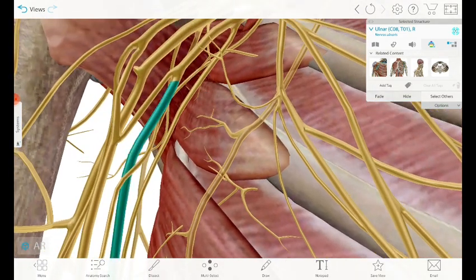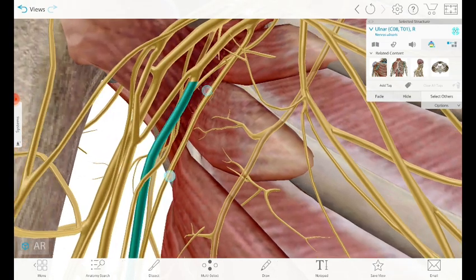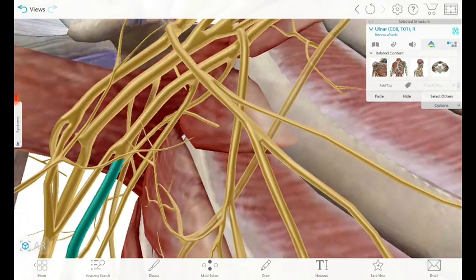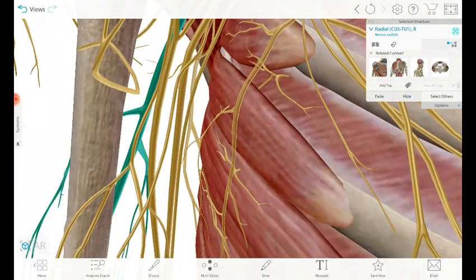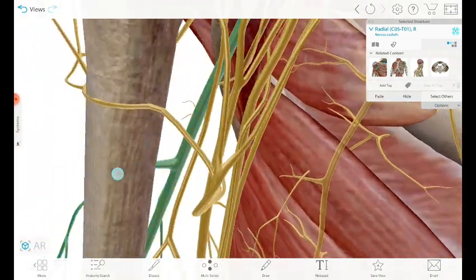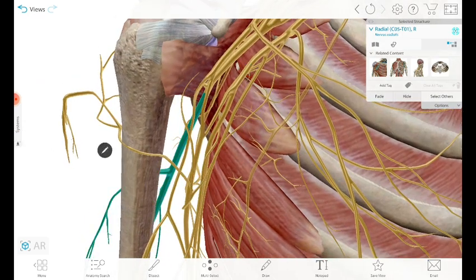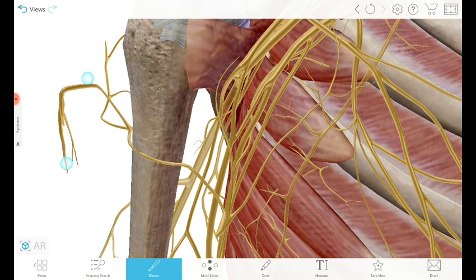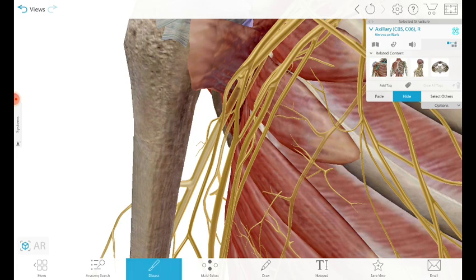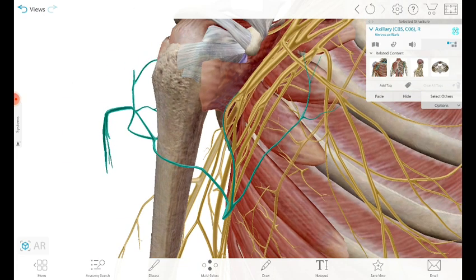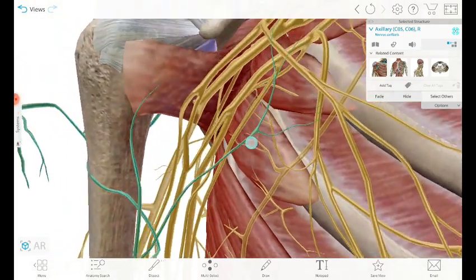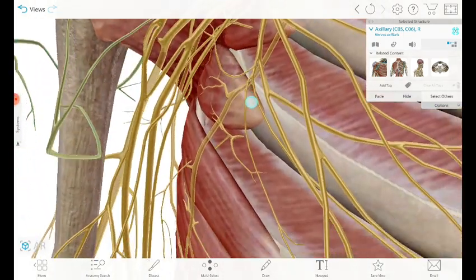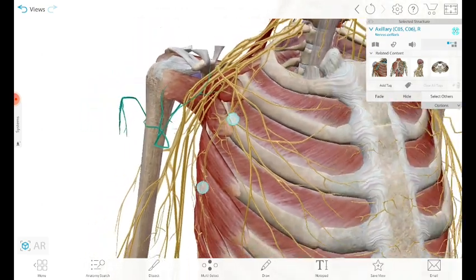This over here is the radial nerve, and we can see one branch going over and supplying the region near the axilla. So this must be the axillary nerve. This over here is the axillary nerve, also arising from the posterior cord. So this finishes our video on the brachial plexus.